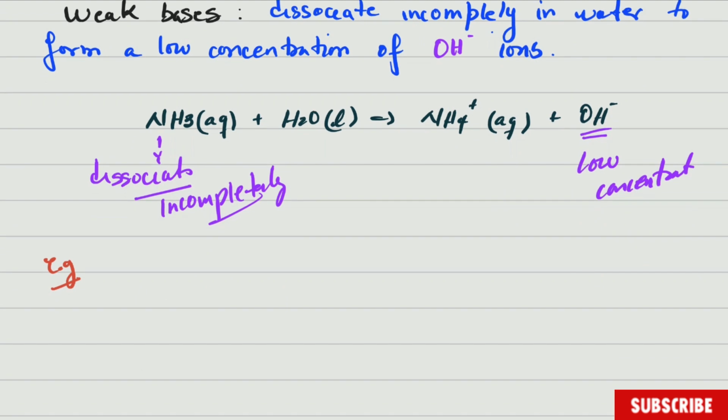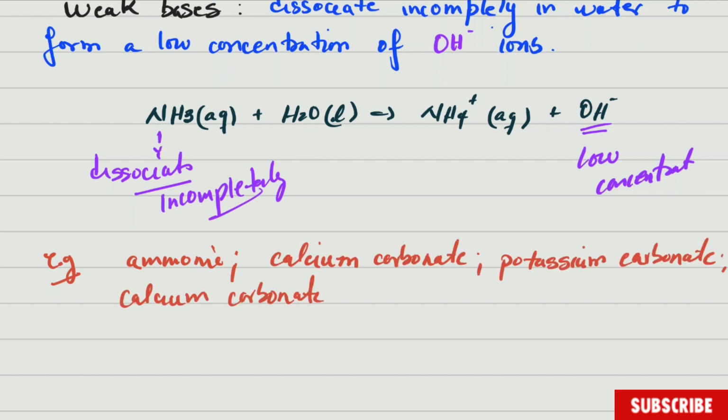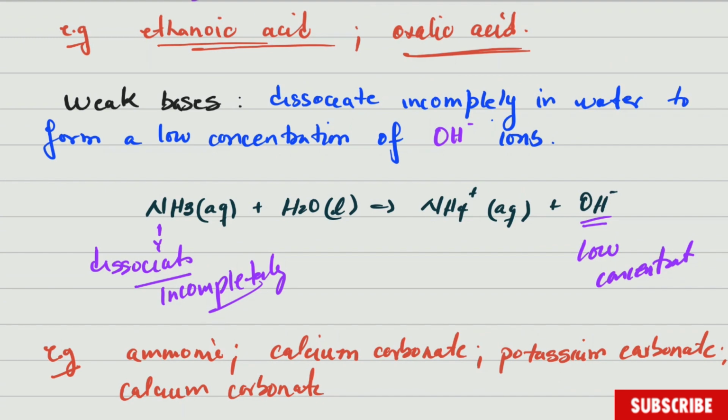And some examples of weak bases are ammonia. There is also going to be calcium carbonate. For example, potassium carbonate and calcium carbonate. Those are some examples. They're obviously not the only weak bases.